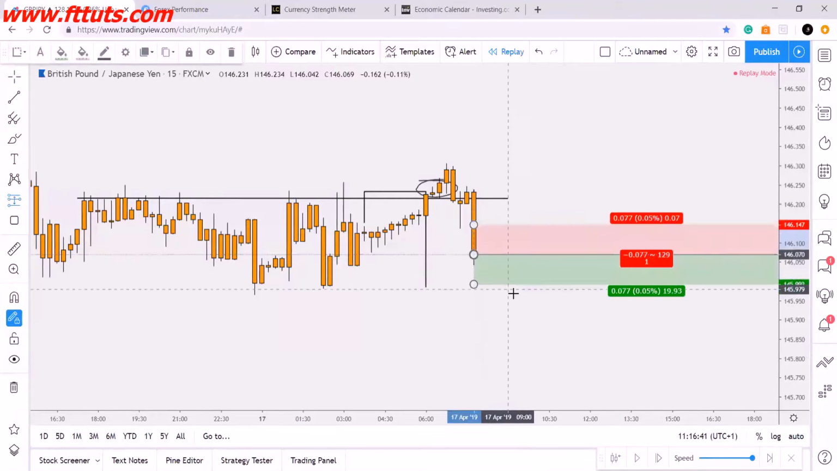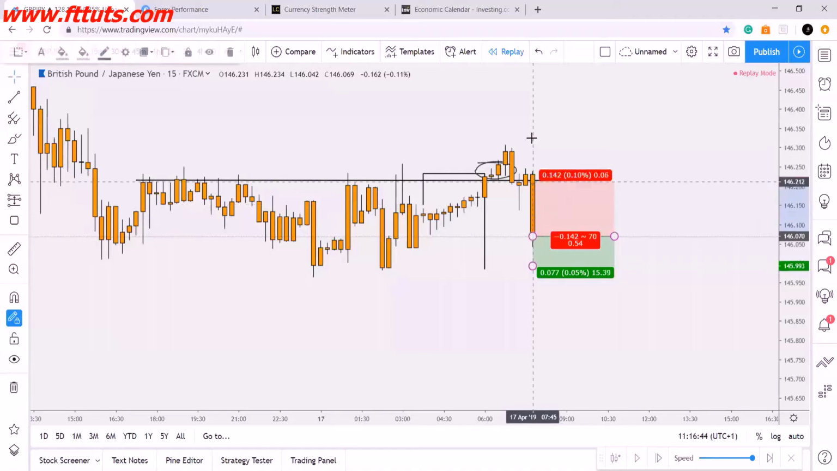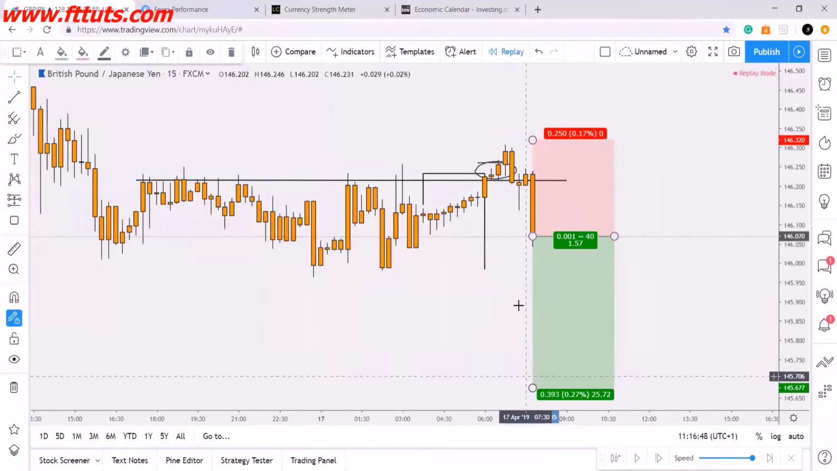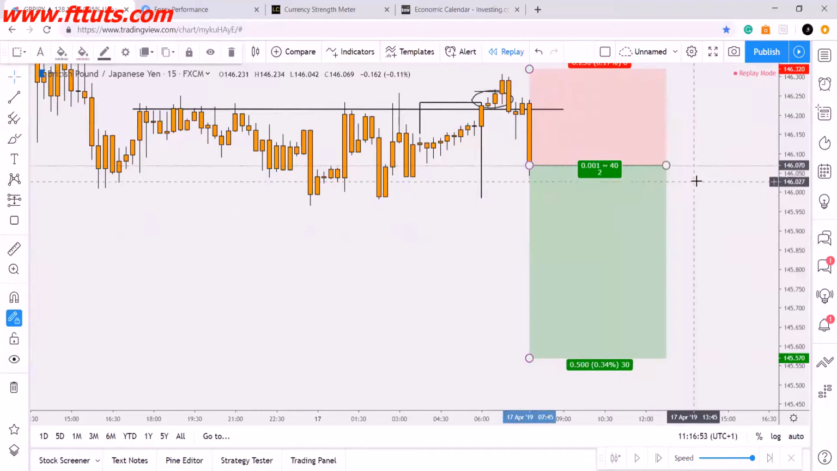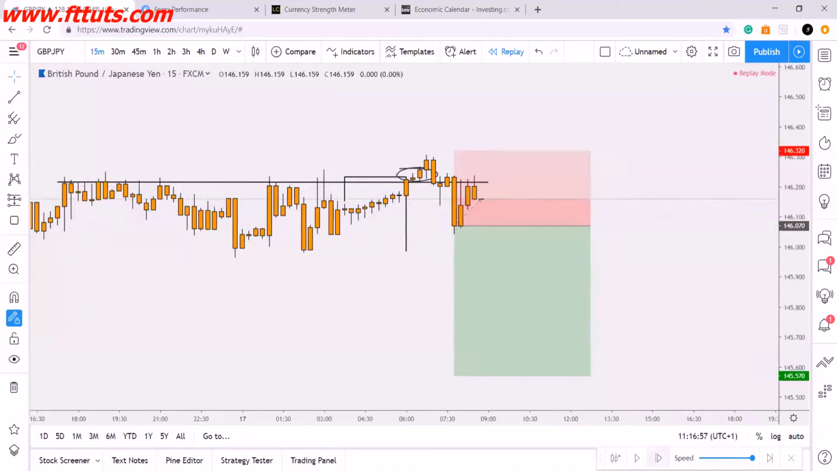I'm cheesed off. Sorry, no emotions, right? I'm just gonna take this trade at 2 to 1. I've missed the majority of this move. Is this gonna work against me?